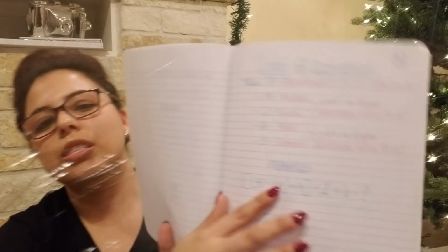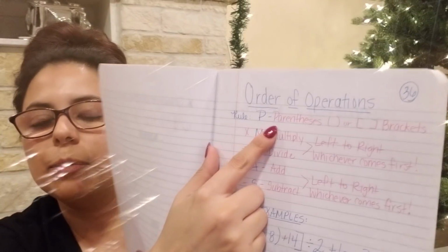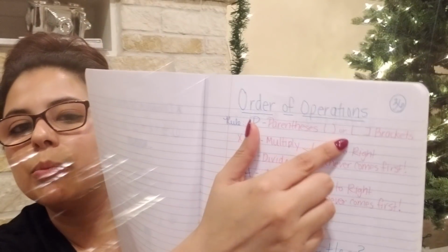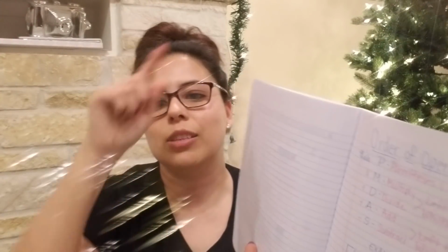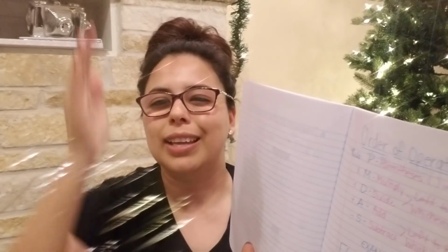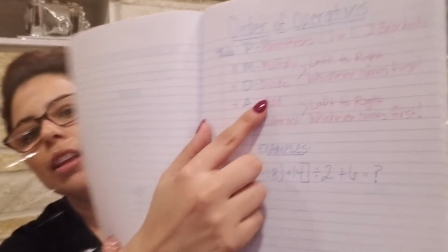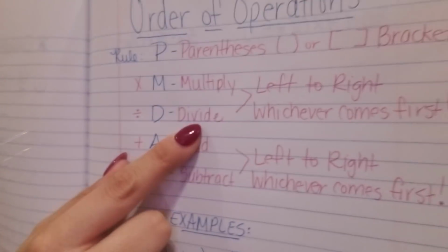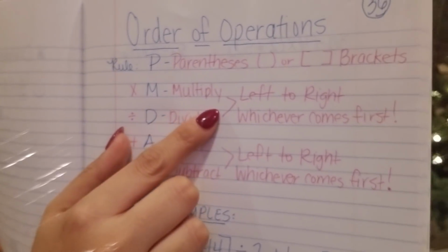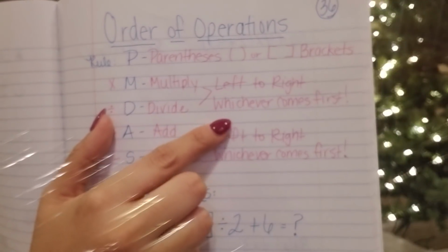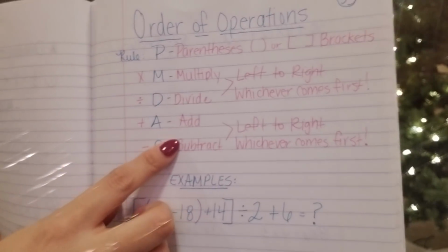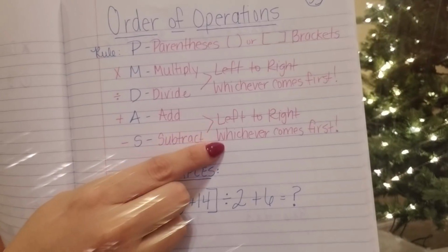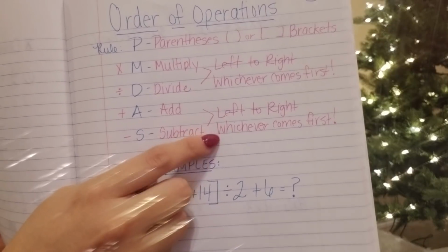Okay, so as you can see in the notes, P is for parentheses or brackets, and we're going to talk about those in just a minute. So parentheses meaning when it's those curved ones, and then bracket is when it looks like a box, kind of like half of a square. Okay, the next one is the multiplication, and it does say left to right, whichever one comes first. We'll talk about that in just a minute. And then addition and subtraction. Again, left to right, whichever comes first. Again, we'll talk about that in just a second.